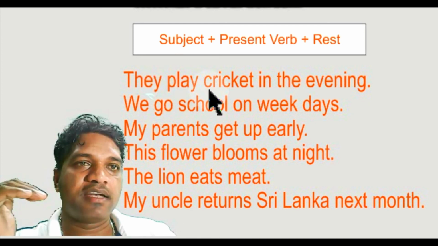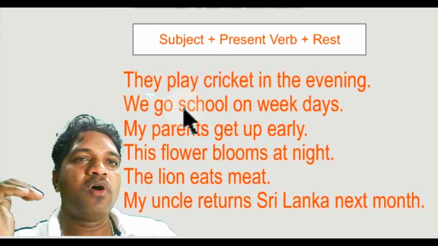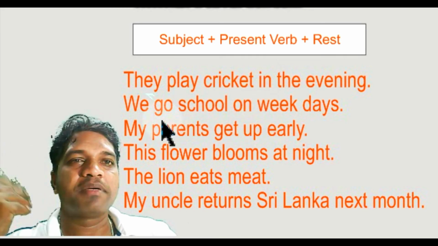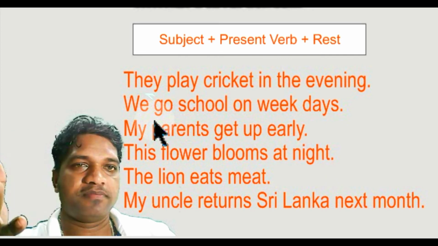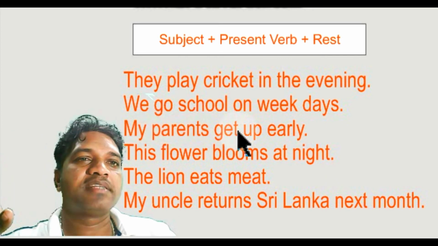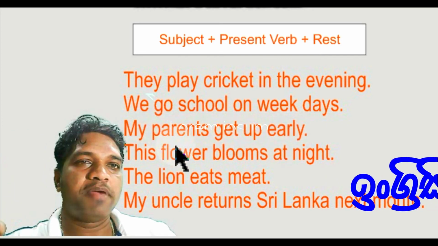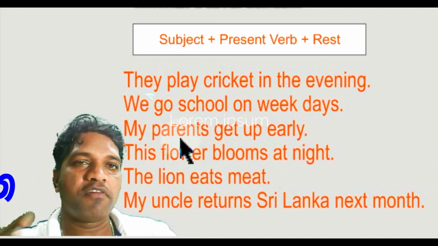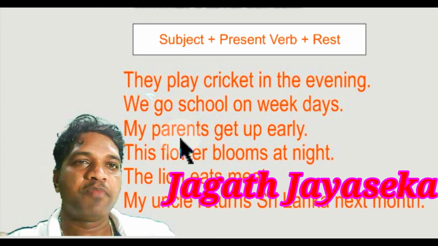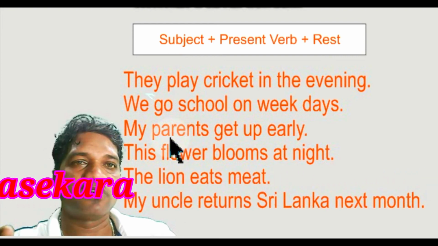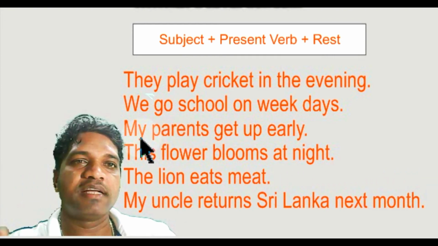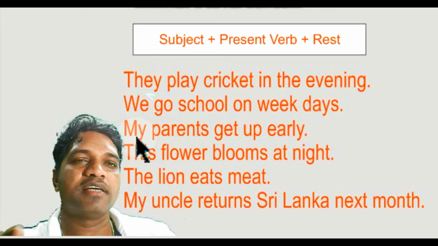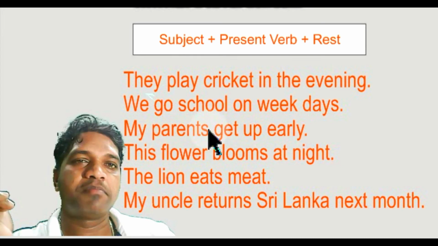They play cricket in the evening. We go to school on weekdays. This one also, you know, is simple present tense. This is a repeating action. The other one, my mother gets up early. My parents get up early. This is one of my parents' habits. To tell about our habits also, we use the simple present tense. So to tell this type of ideas also, we use the simple present tense.